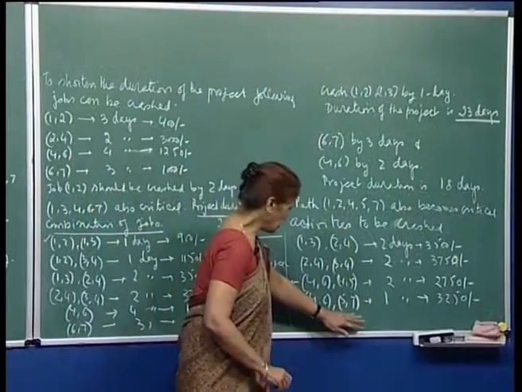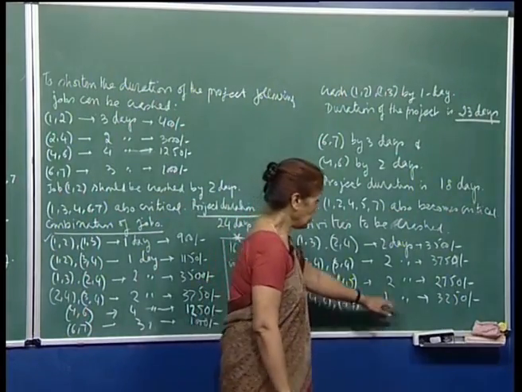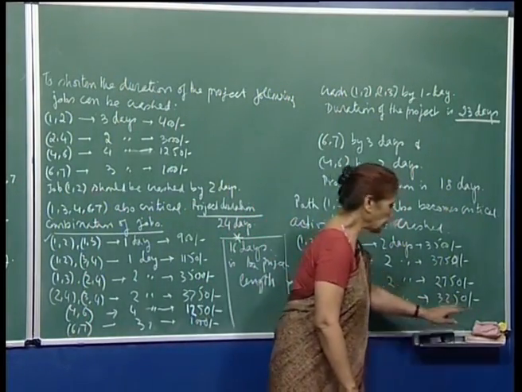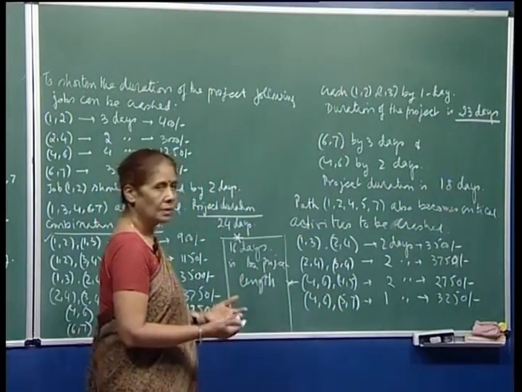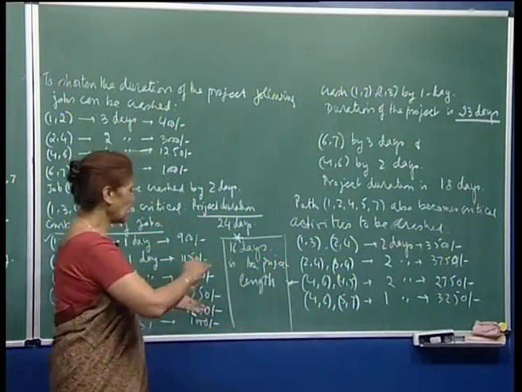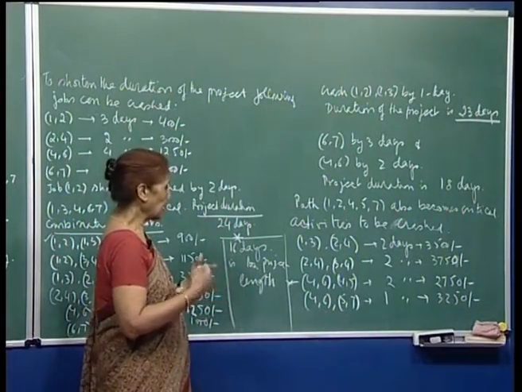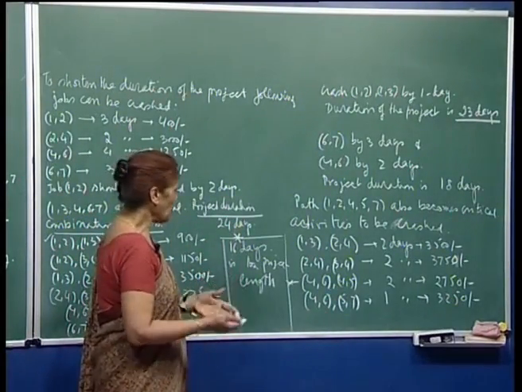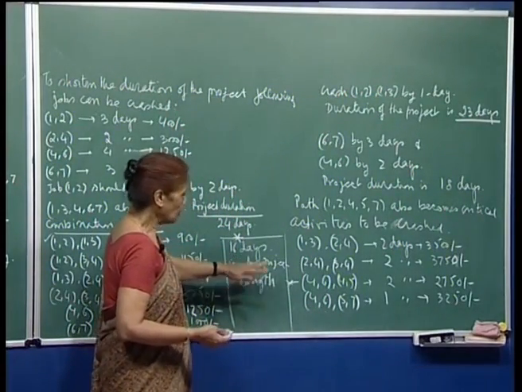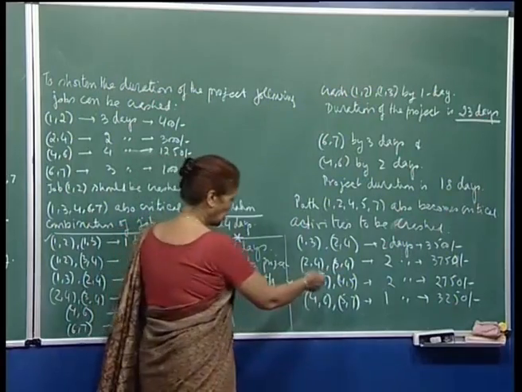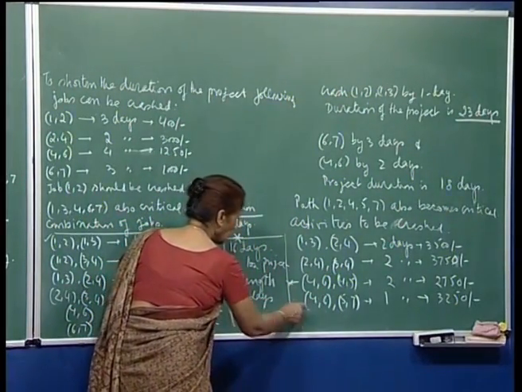Because after this I can crash this pair by 1 day, but the cost is 3250. That means, my cost is going to go up by 250 rupees. So, the moment your cost of reducing or completing the project by crashing starts to go up, that means you have reached the optimal duration here.